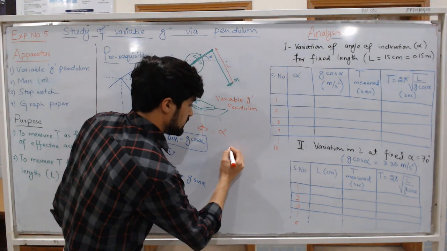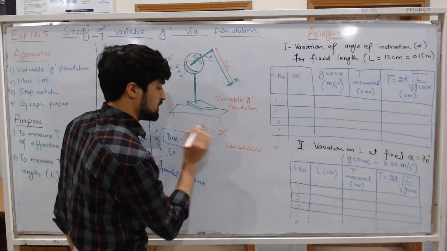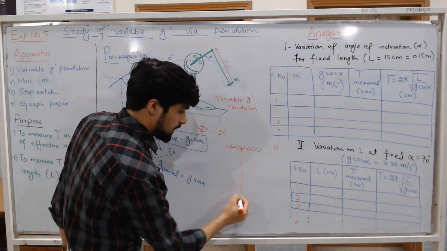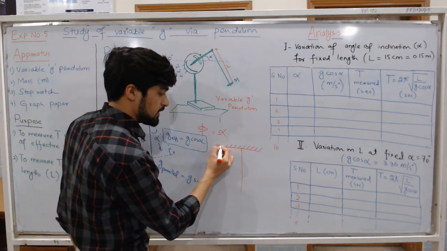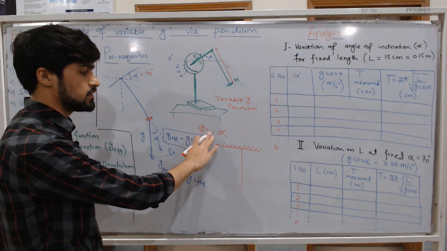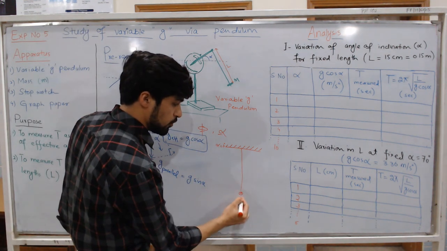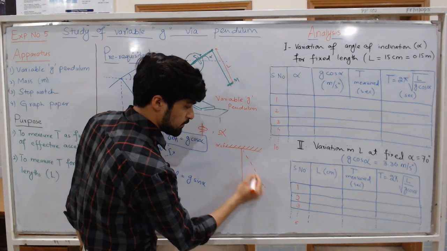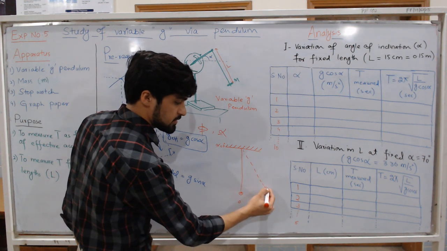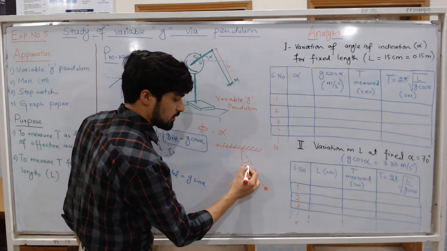Now keep in mind, differentiating between alpha and phi. If this is our simple pendulum and here the inclination is 0 degrees, this is just for understanding the difference between alpha and phi. If I disturb this pendulum from this mean position O by moving it to some other displacement, let's say I call this displacement phi.